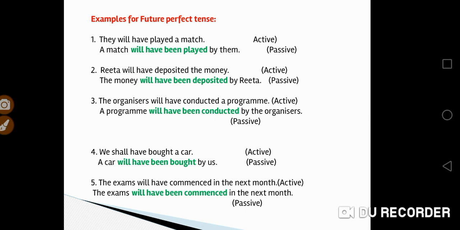We shall have bought a car. A car will have been bought by us. The exams will have been commenced in the next month.